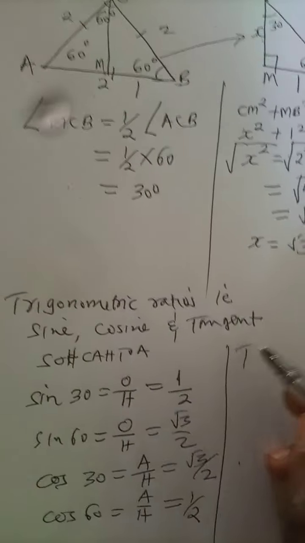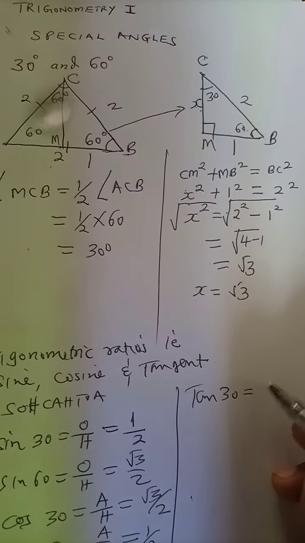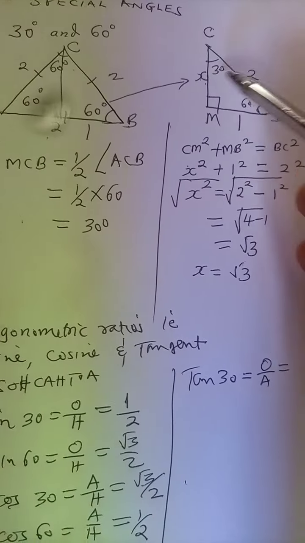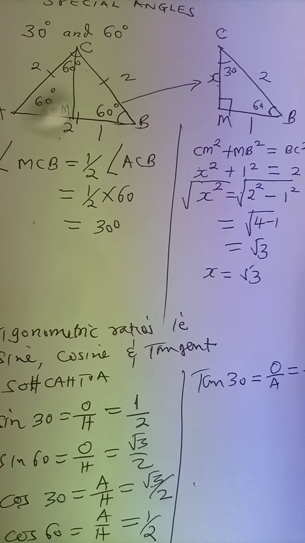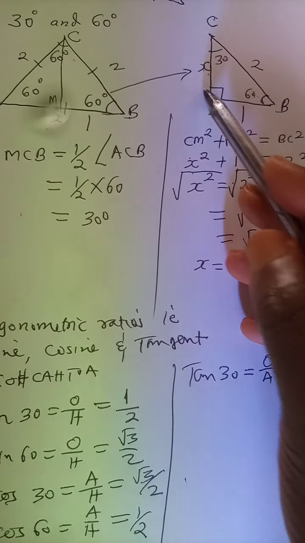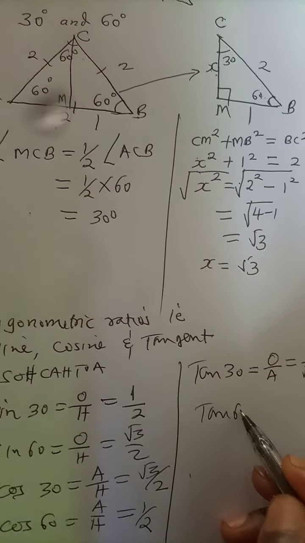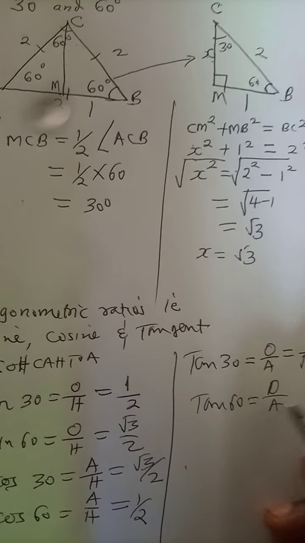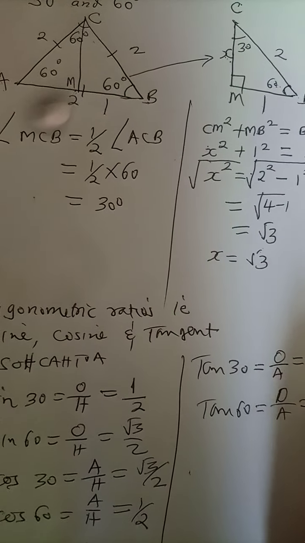What about tan 30? Tan 30 will equal opposite over adjacent. What's the opposite of 30? Opposite of 30 is 1. Adjacent is X. X is root 3. So tan 30 is 1 over root 3. What about tan 60? Tan 60 is equal to opposite over adjacent. Opposite of 60 is root 3, and adjacent is 1. So it's the same as root 3.